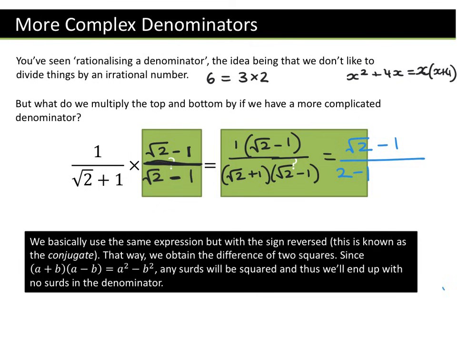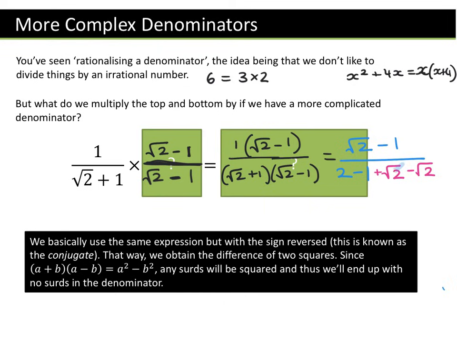Then I'm going to have 1 times root 2 is root 2. And then I'm going to have root 2 times minus 1 is minus root 2. Now you will notice the reason why when we multiply it, we change the sign, a plus to a minus, is because of a difference of 2 squares. A difference of 2 squares will ensure that we cancel out these 2 here.